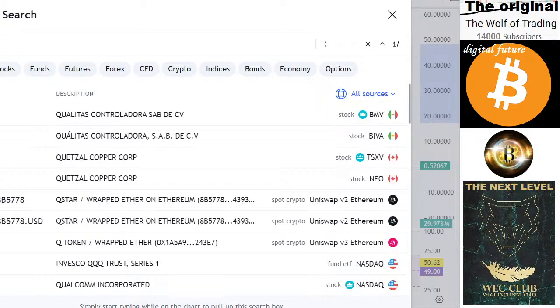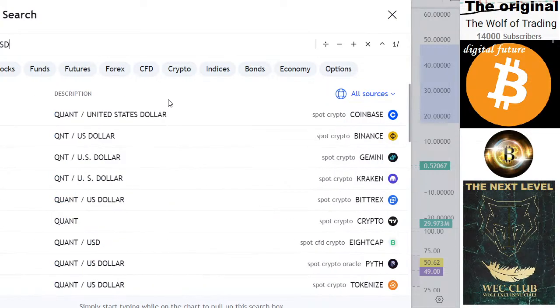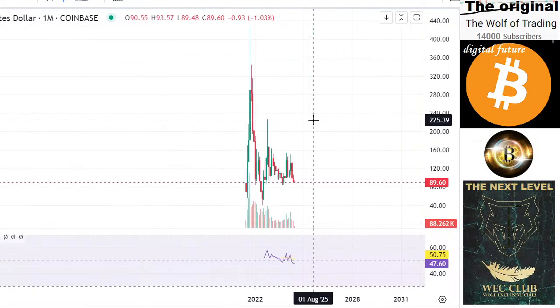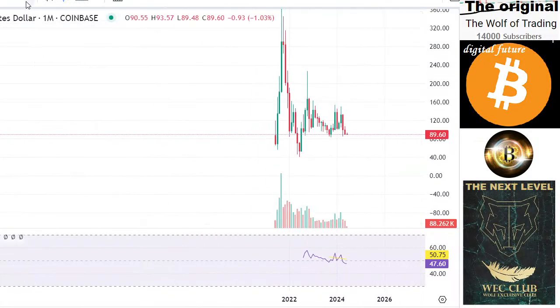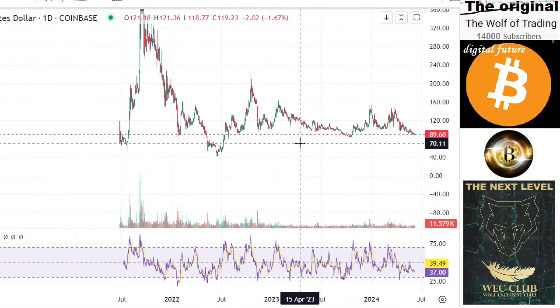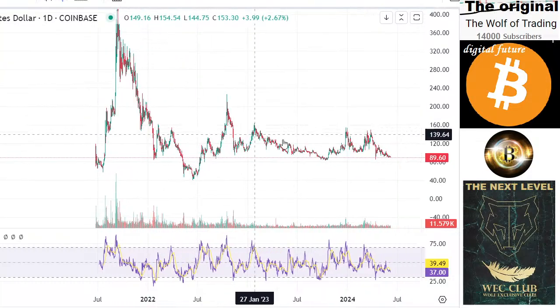So we're looking here at the next one. QNT is also good. But QNT is highly manipulated. You can see this very well here on the chart.